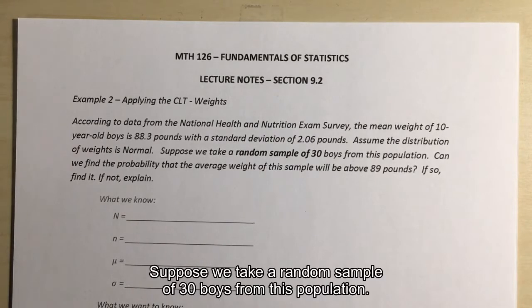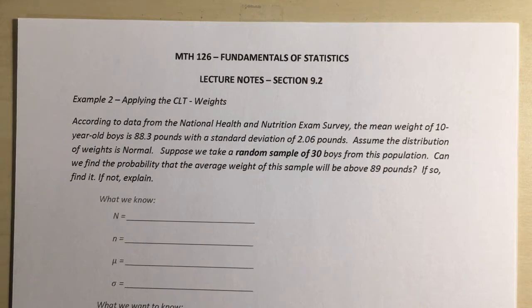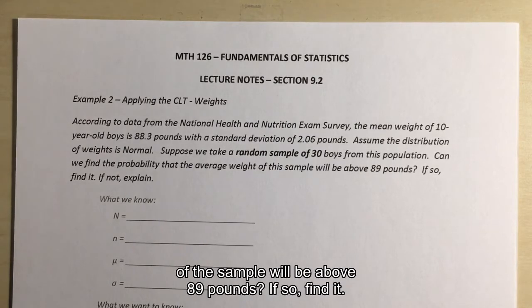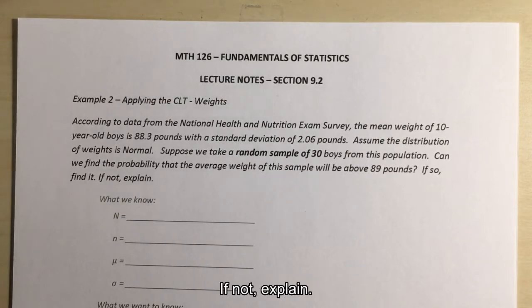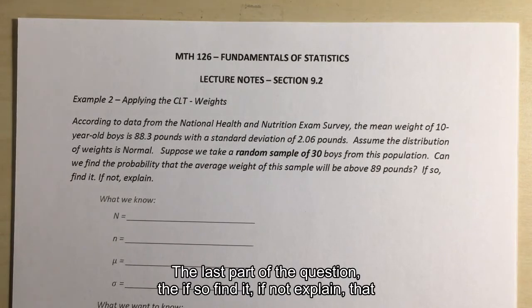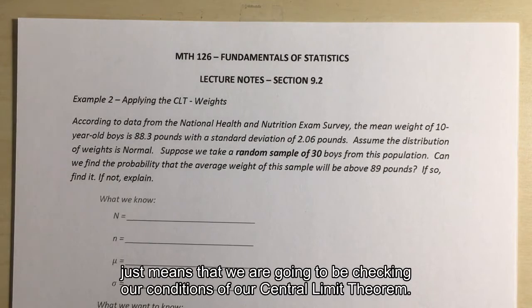Suppose we take a random sample of 30 boys from this population. Can we find the probability that the average weight of the sample will be above 89 pounds? If so, find it. If not, explain. The last part of the question, the "if so, find it, if not, explain," just means that we're going to be checking our conditions of the central limit theorem.